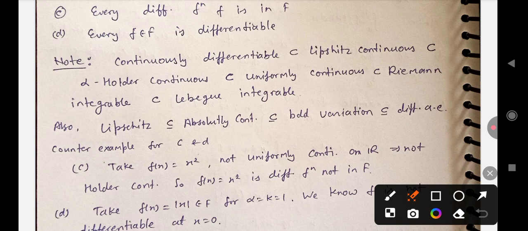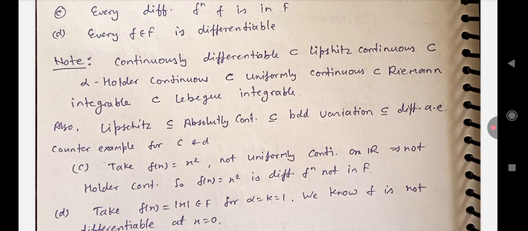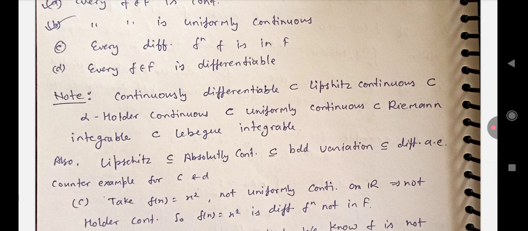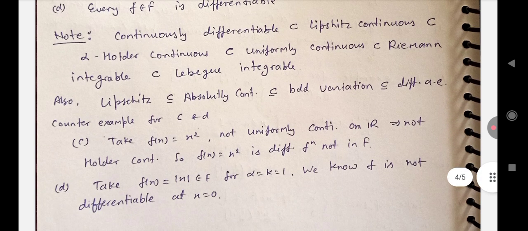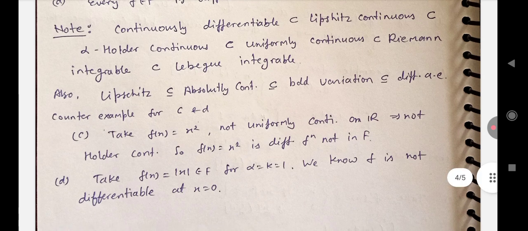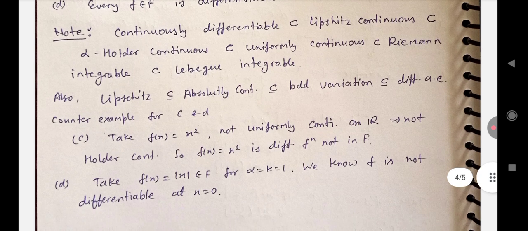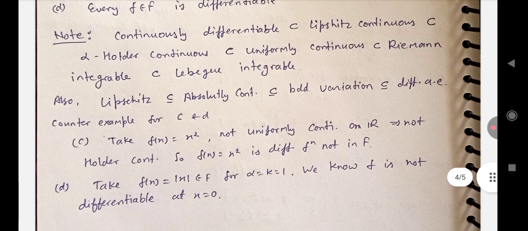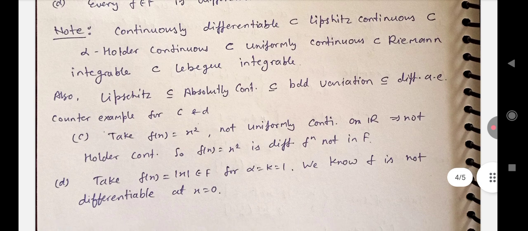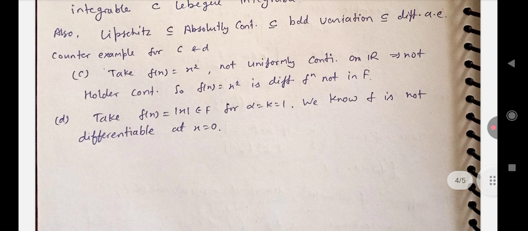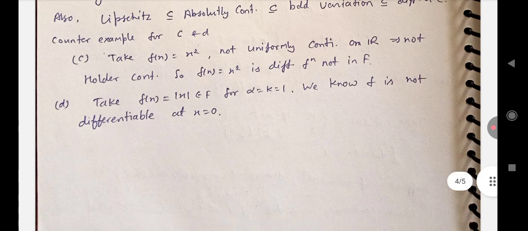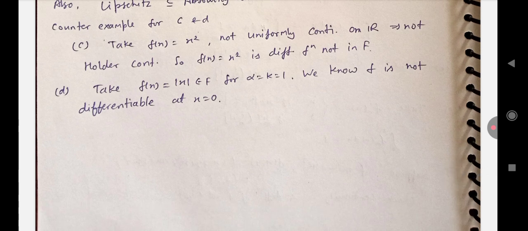So we need to give counterexamples for C and D. Every differentiable function f is in this class: take f(x) equal to x squared, which is not uniformly continuous on R. If it is not uniformly continuous, then it is not Hölder continuous, so it is not in this class. And for D, f(x) equal to |x| belongs to this class.